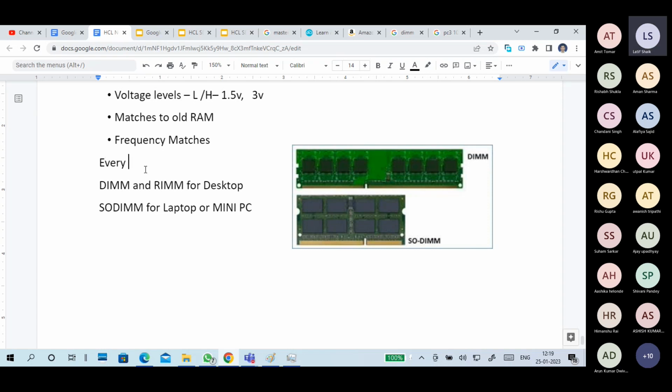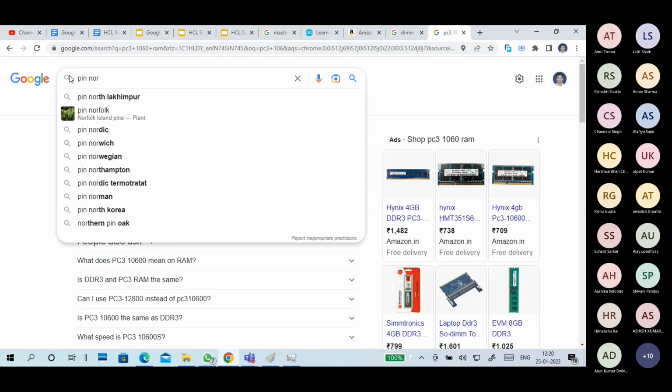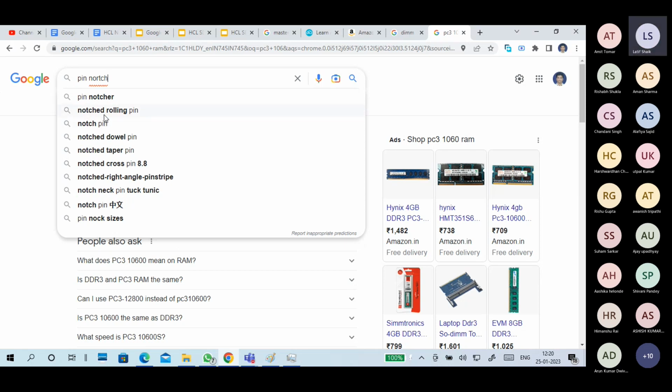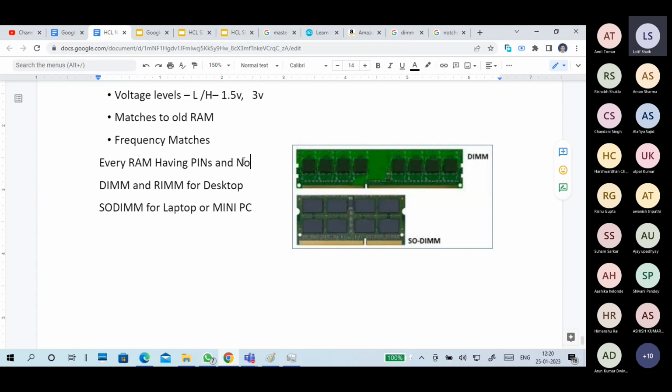Every RAM has a notch. This is the notch.